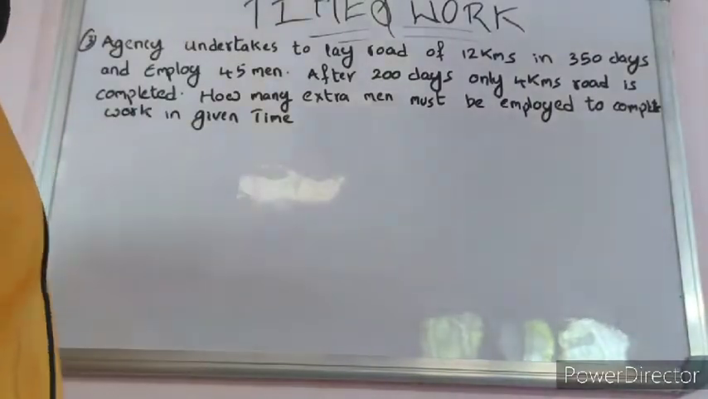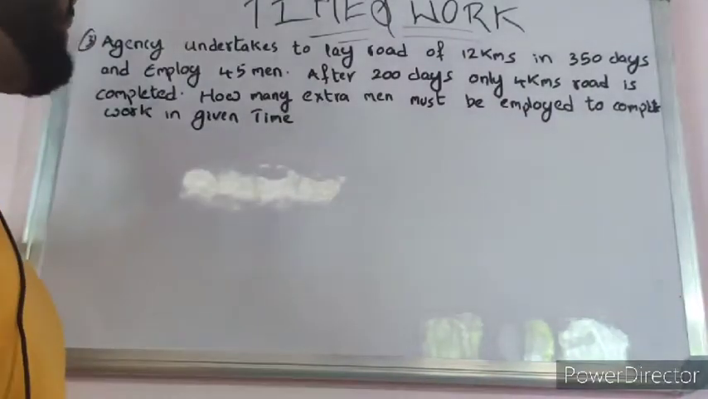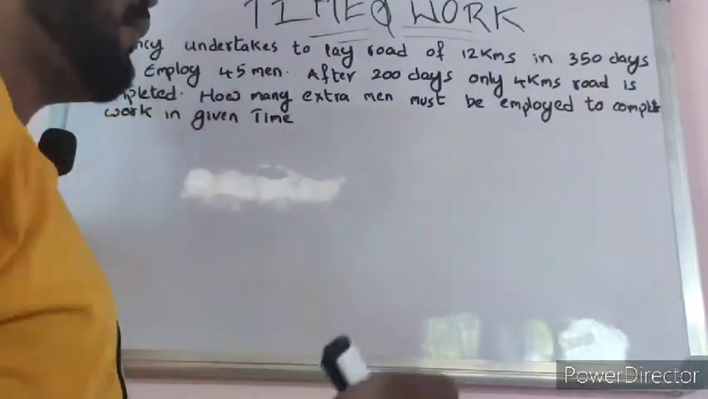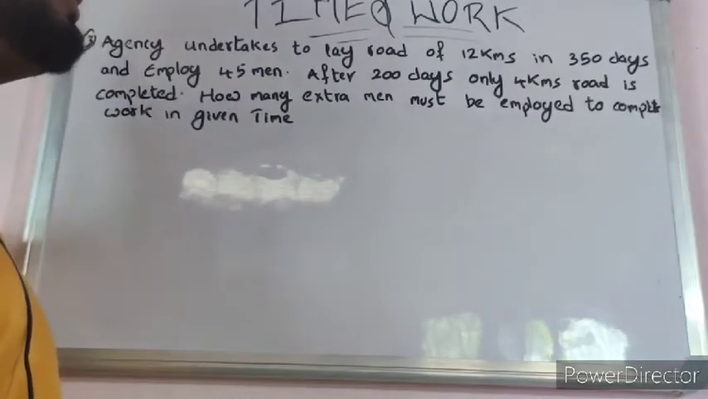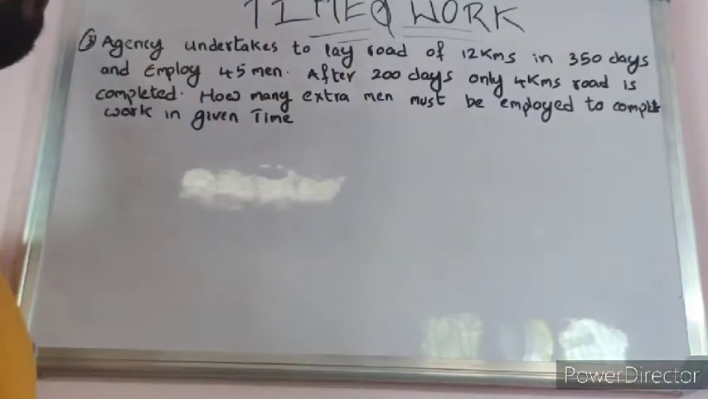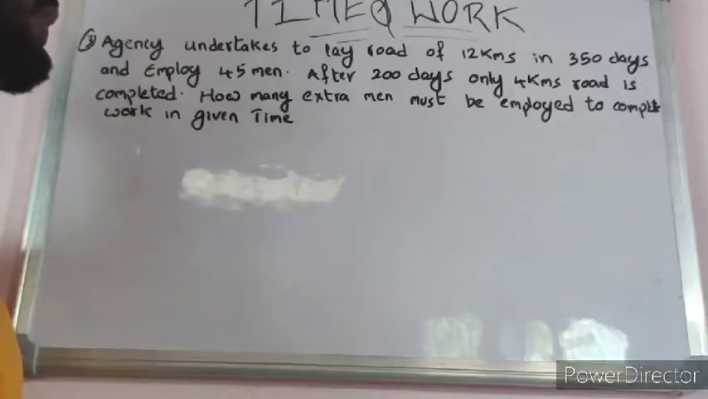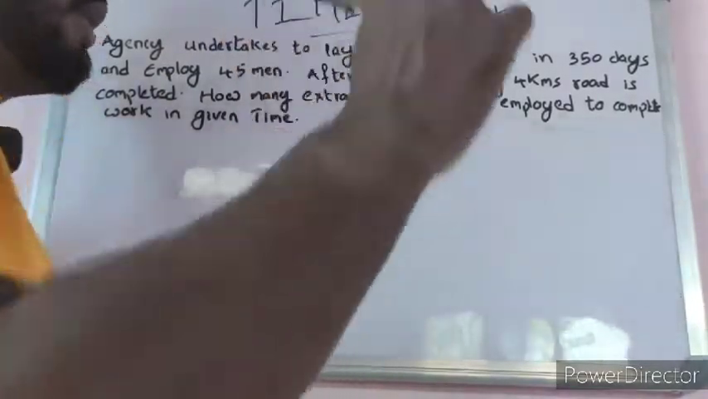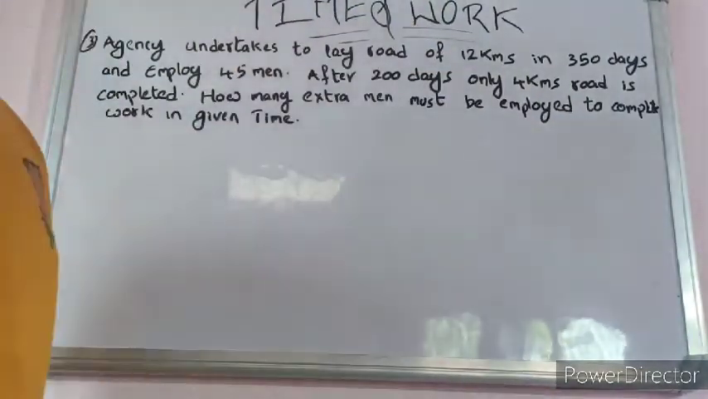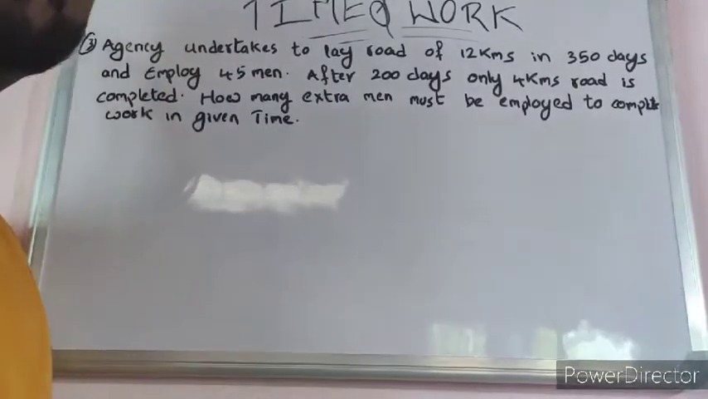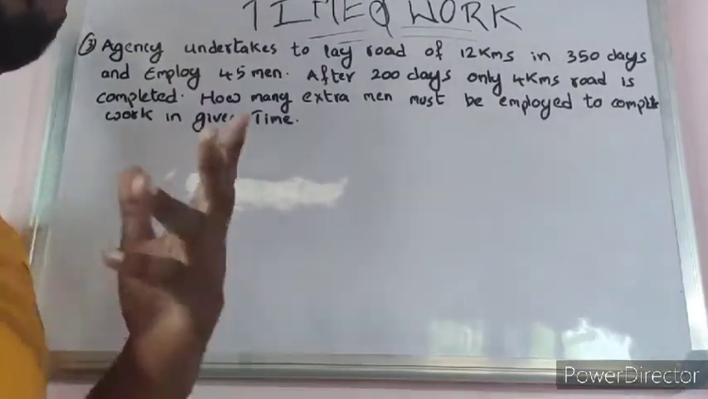So let's discuss one more problem. An agency undertakes to lay a road of 12 kilometers in 350 days and employs 45 men. After 200 days, only 4 kilometers of road is completed. How many extra men must be employed to complete the work in the given time? There is an agency. What agency is it? It is an agency that lays roads.